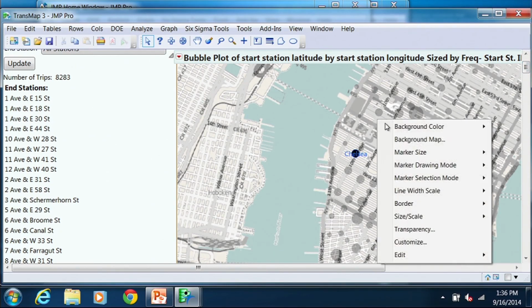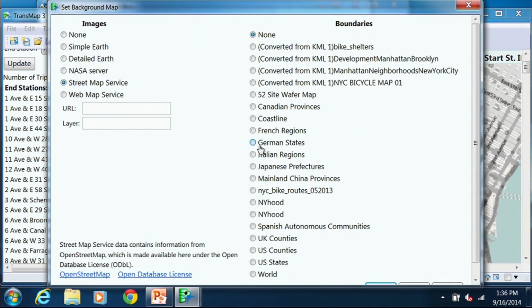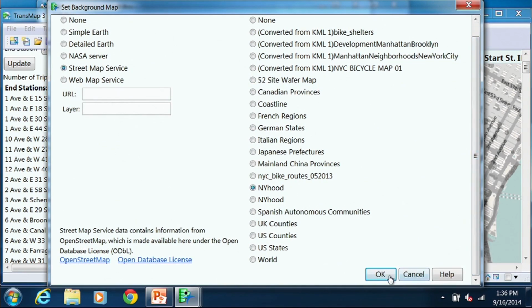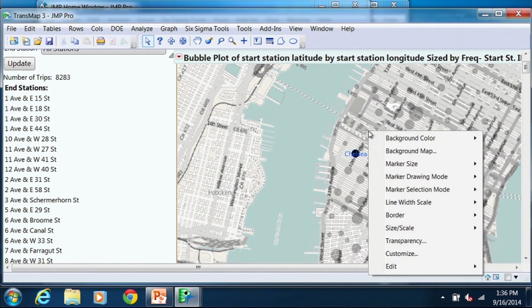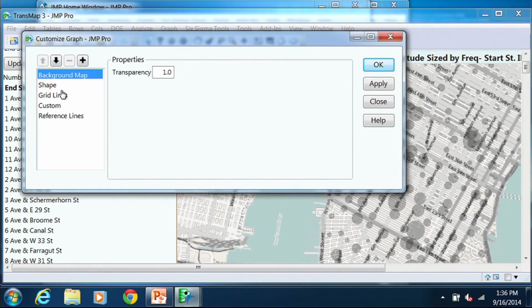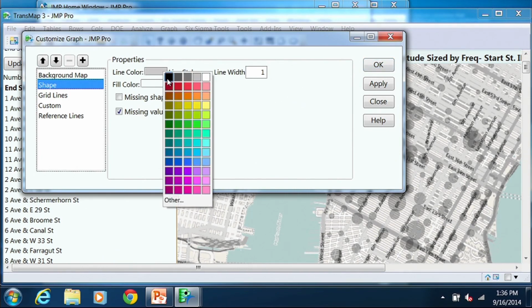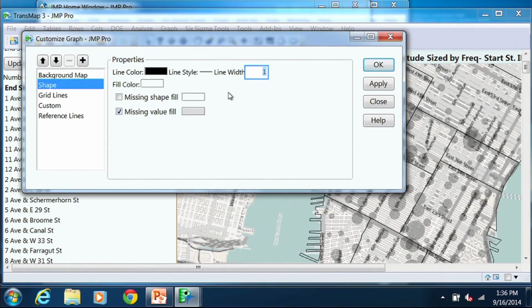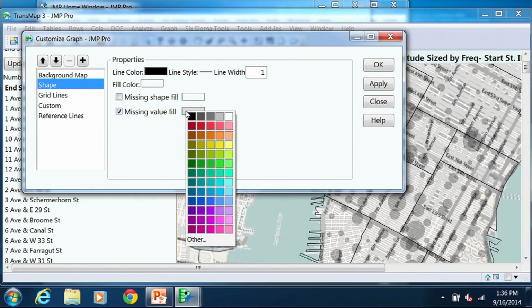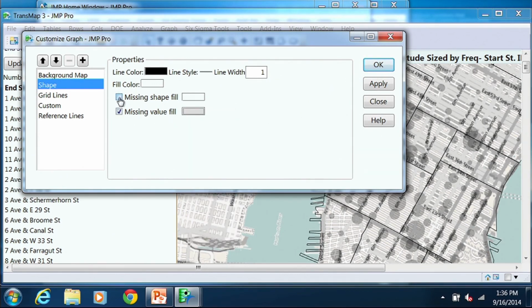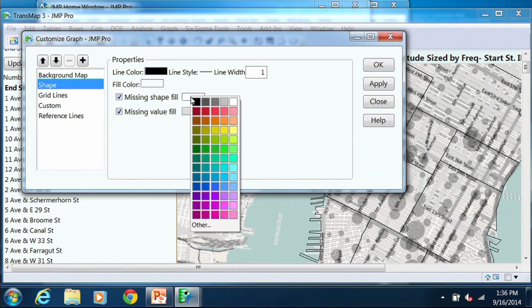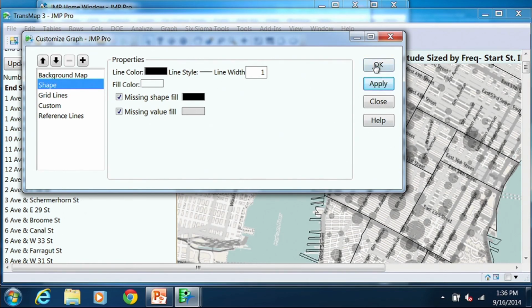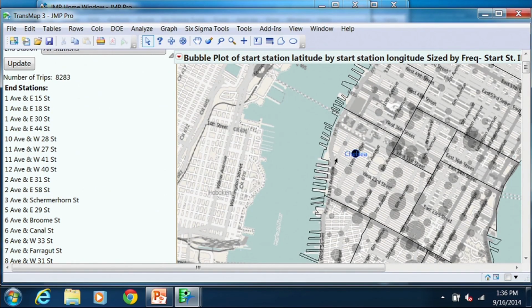If I right mouse click and I want to put a background map, I converted the KML file. I also put the polygons in for the 4 neighborhoods here from a Zillow website. You just have to go into customize and make the lines a little bit more available. And you want to fill the missing shapes as black. And you apply that. So now we have the actual neighborhoods that we can begin to look at.